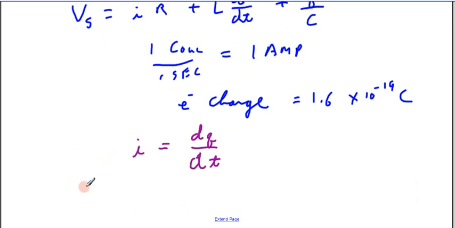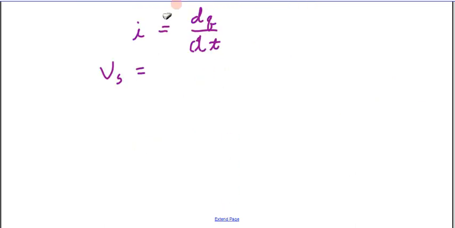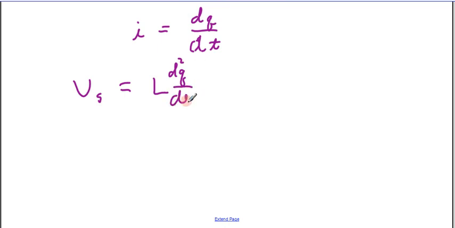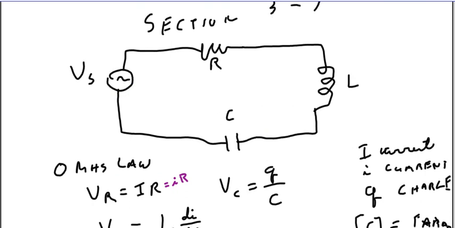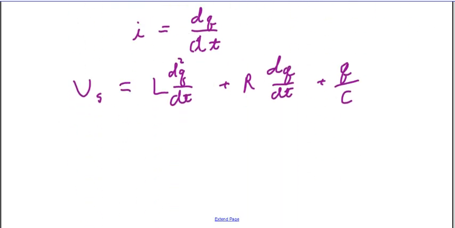Okay, well, that being the case, that i is equal to dq dt, then the voltage across the source has to equal L d squared q dt squared, the second derivative of charge, plus R dq dt, plus Q over C. So whenever I'm dealing with a circuit with an inductor, a capacitor, a resistor, and a voltage source, I'm dealing with a second order differential equation that I need to solve. So that's what that's all about.